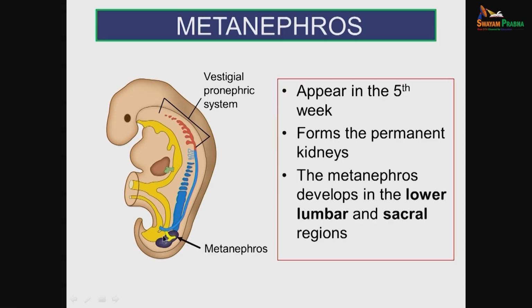Next is the development of metanephros. In humans, it appears in the 5th week of development, and this is the one which is going to form the permanent kidney. So it is the metanephros which forms the permanent kidney. So where is it developed? You can see in this picture, the metanephros is developed in the lower lumbar and sacral regions.